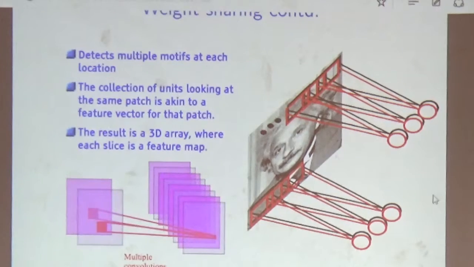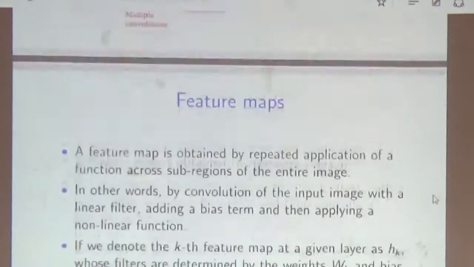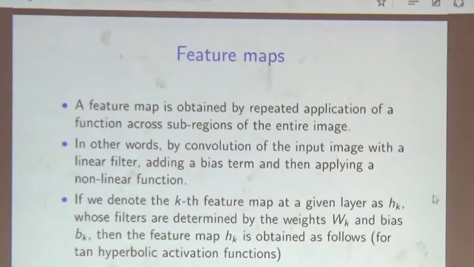I can show you some of our outputs. I'll try to rush, but let me see. So feature maps are produced by repeated application of a function across subregions of the entire image. So we do actually convolution. So that expression which I showed you, Aij equal to double summation Ij, Wjk, all that which I showed you, that was a convolution. So we are performing convolutions with weights. So that's why it is a convolutional neural network.